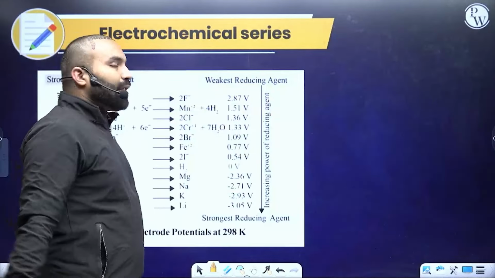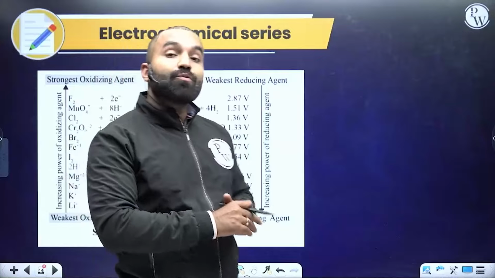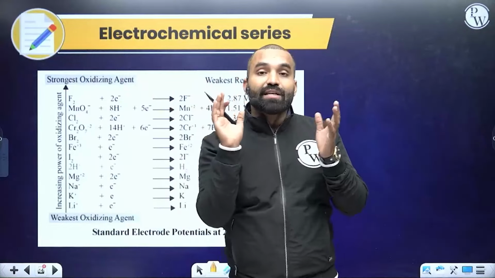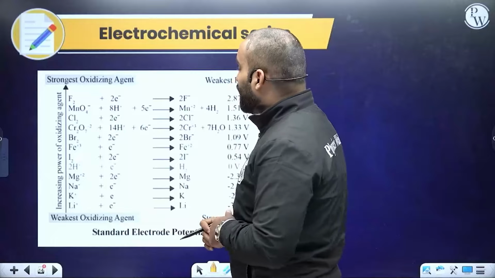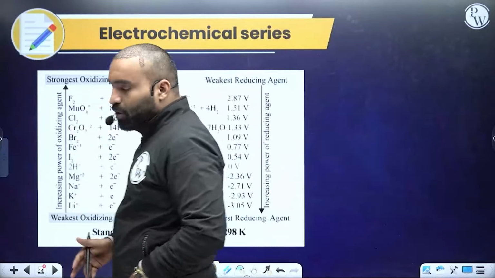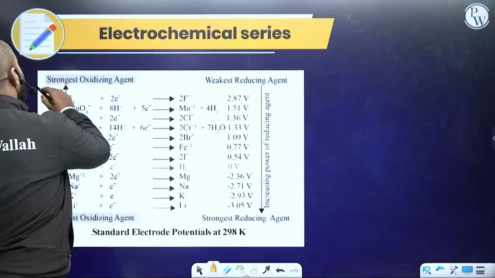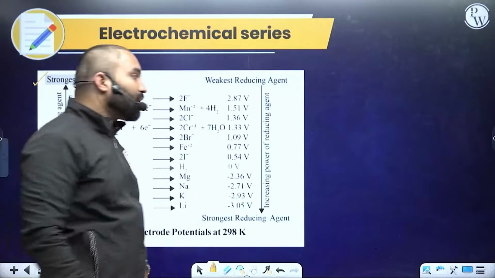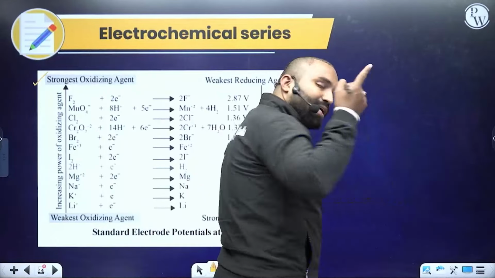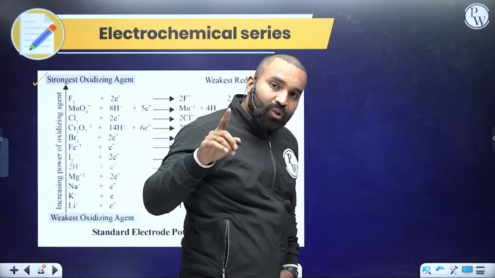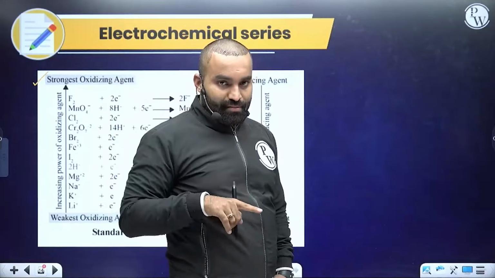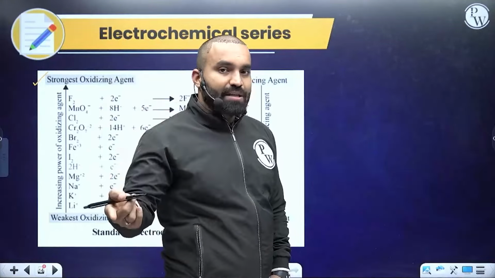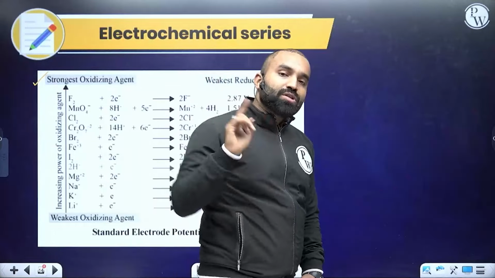This is your electrochemical series which is developed in reference to the standard hydrogen electrode, SHE. The top elements that you are seeing over here are the strongest oxidizing agents. Let me explain it to you. What are oxidizing agents? The oxidizing agents are those which will oxidize others and in return they will reduce themselves.